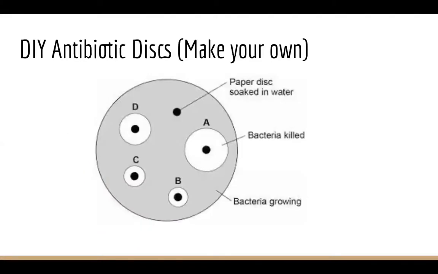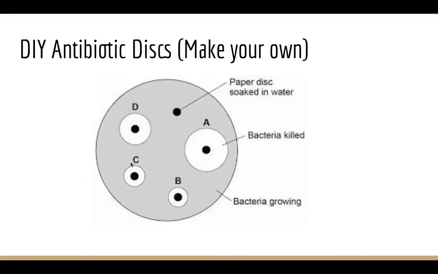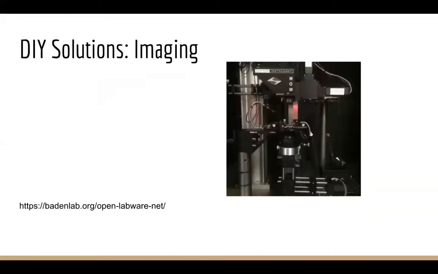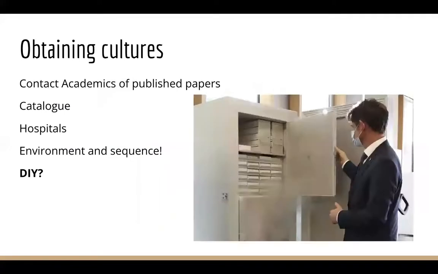But in fact, you can make your own antibiotic discs. If you get a paper disc, you can get sets of ready-made little discs, and you can soak that in, so this is in water, but you can soak it in your antibiotic or antimicrobial of choice that you might be screening for. So there's a few ways of doing low cost AMR screening, not DIY, but just low cost. Some of these are very sensible, and I do it as well.